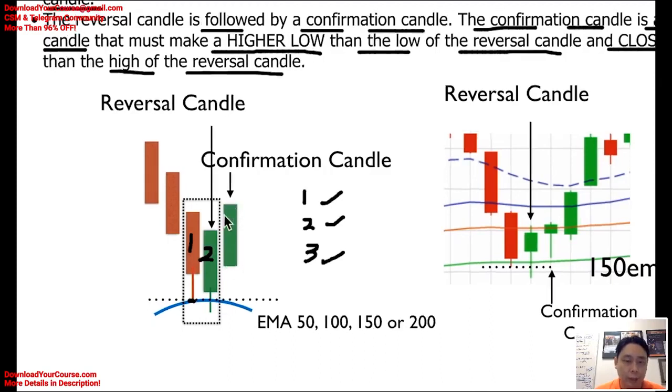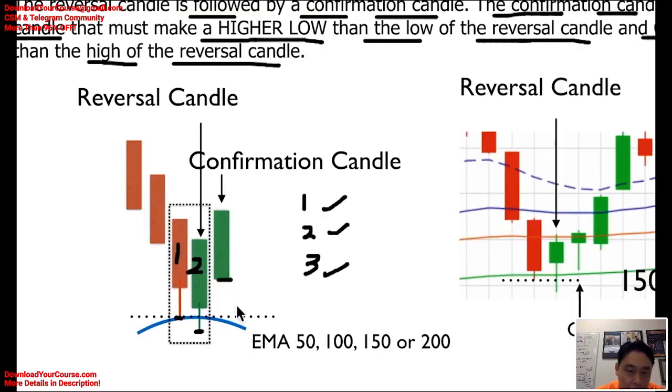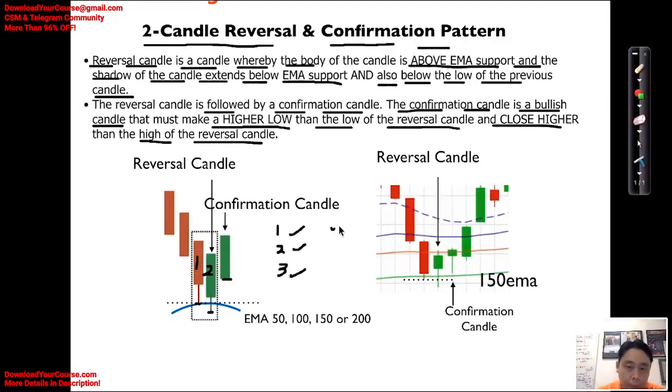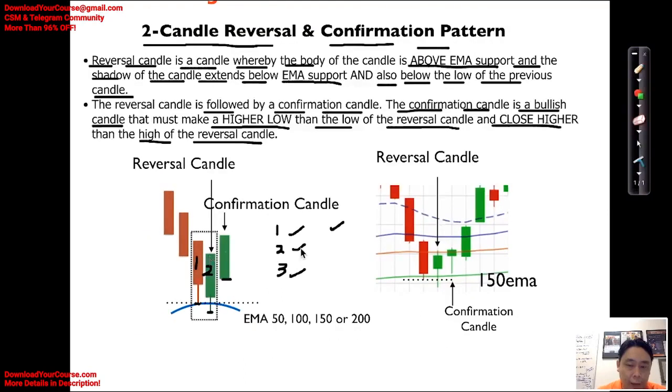So again, what's the criteria? The confirmation candle must make a higher low than the low of the reversal candle. So this is the low of the reversal candle. The confirmation candle must make a higher low than this low. Check. Next, the confirmation candle must close above the high of this candle. Check. Why is this important? Because that indicates that the bounce has indeed reversed. We need the confirmation candle to tell us, hey, we have bounced and we are going up right now.